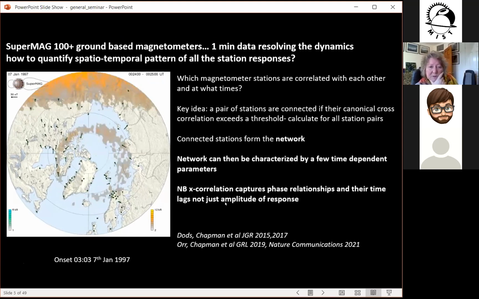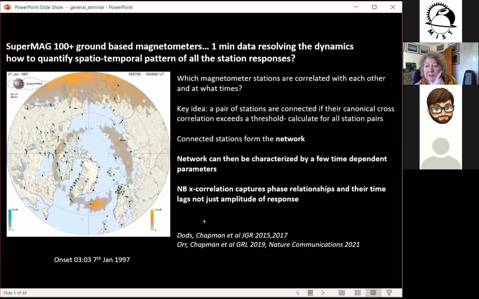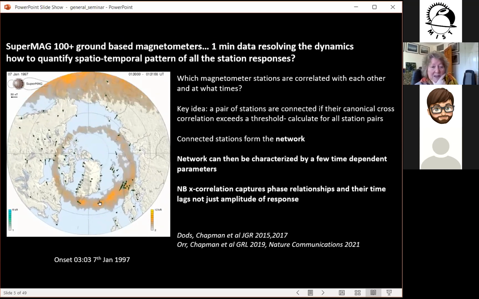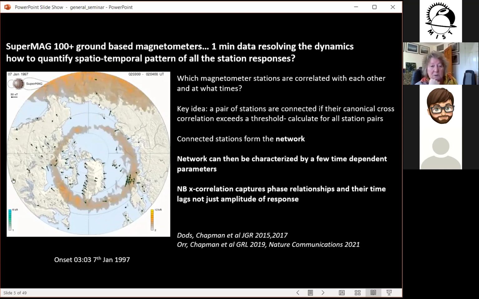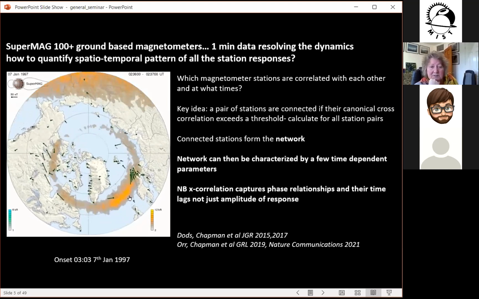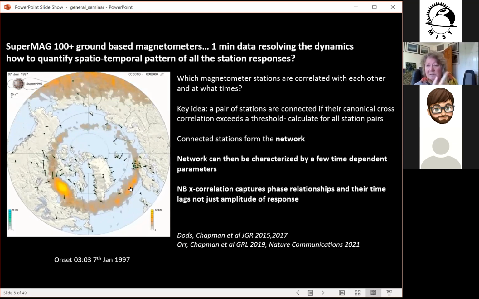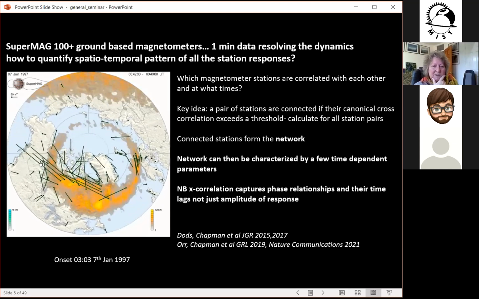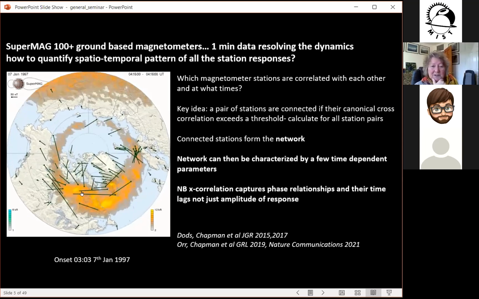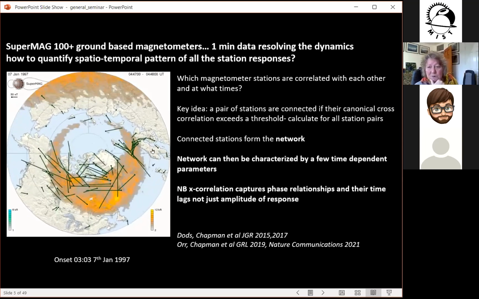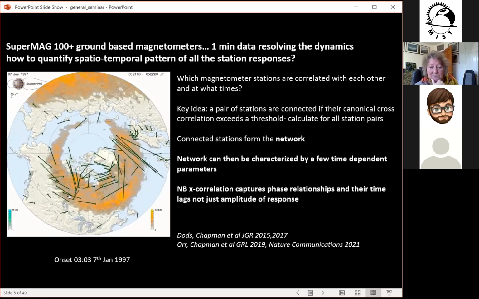this? Hopefully this movie is working for everybody. This is one of Jesper's SuperMAG movies of a substorm, okay? We've got lots of points, and the green lines are actually the component of the magnetic field on the ground turned by 90 degrees. And you can see there's a substorm. You see a nice aurora happening. The auroral images are superimposed.